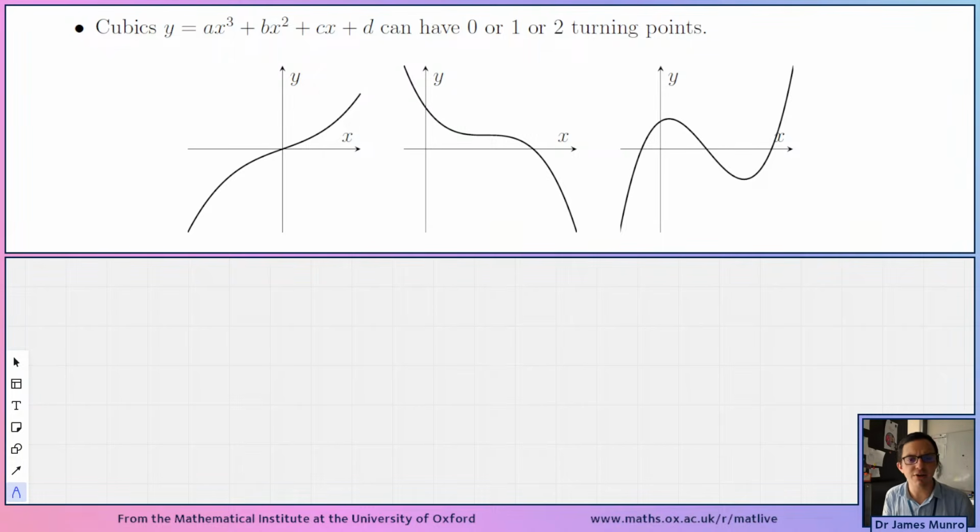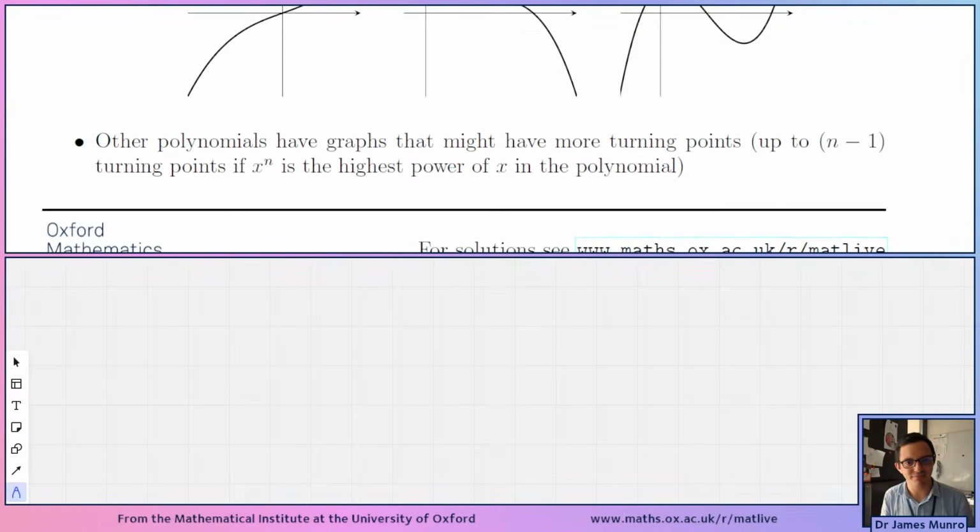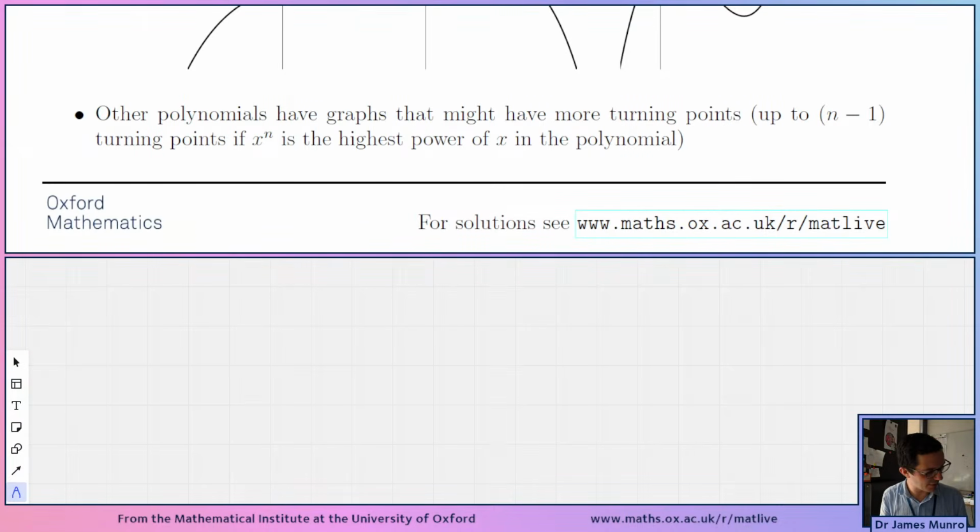Good. I've said 0 or 1 or 2 turning points in the notes. That's not quite true, is it? That's not a turning point on the one in the middle. I should change that. I mean stationary points for this. We just had the differentiation live stream last week where I made a big deal about the difference between a stationary point versus a turning point where it actually comes back again. Oops. Okay. And then advice about higher degree polynomials.